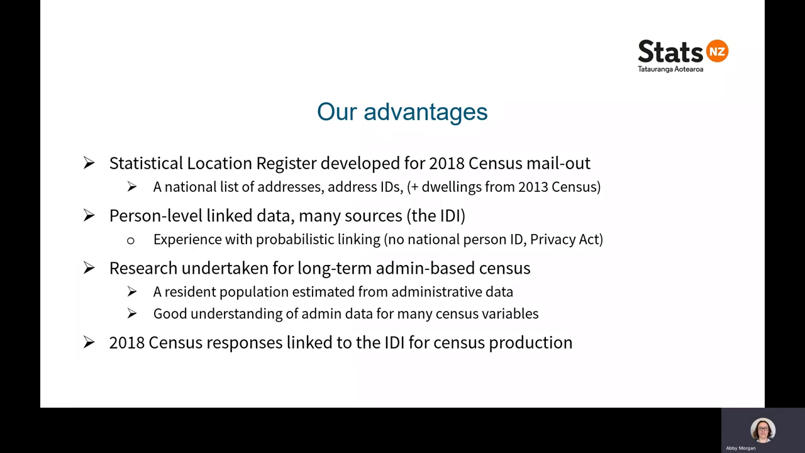We also had the 2018 census responses already linked to the IDI population due to the already planned use of item data. And this meant we had a lot already in place to manage legal, security, and privacy issues. We did additional work to strengthen this when we were extending the use of admin data. However, there are still some remaining questions about social license.